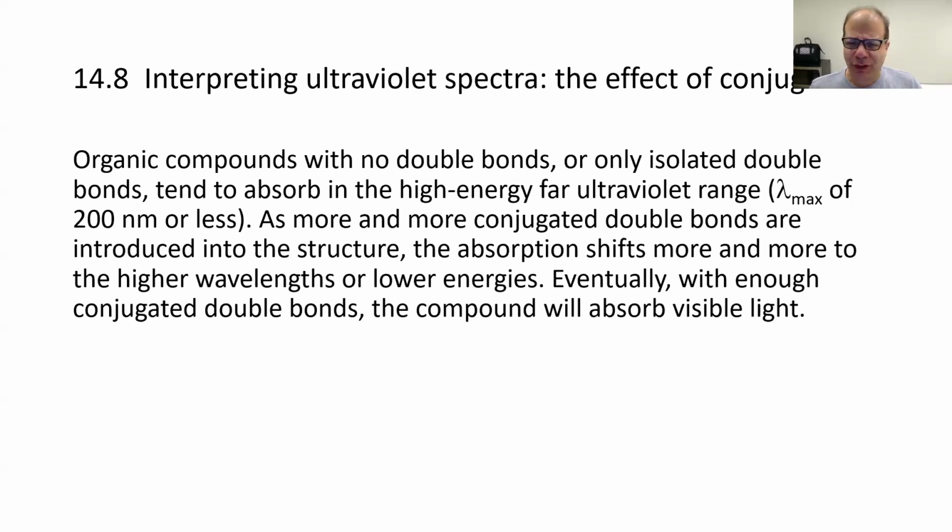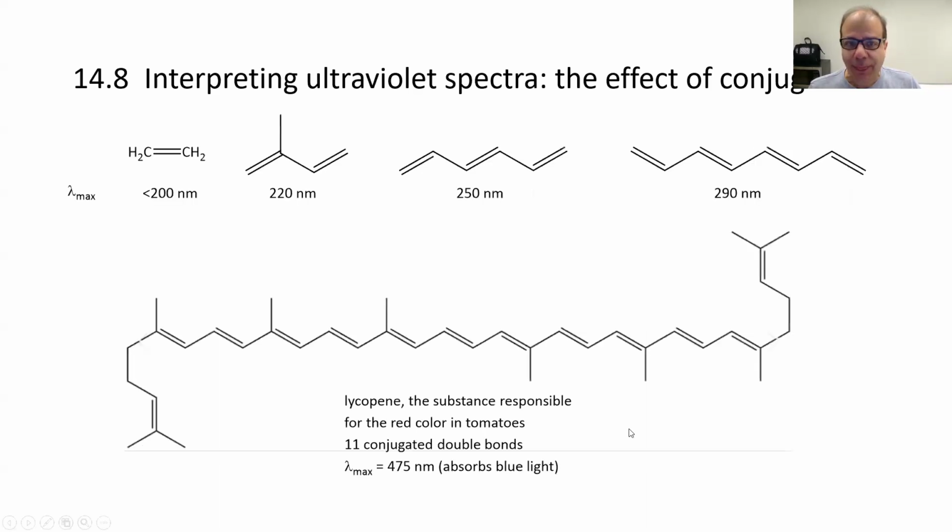And I certainly don't expect you to memorize anything. That's not the point here. But I do have some examples here. Here's ethylene. Ethylene has just the one double bond. It absorbs in the far ultraviolet, below 200 nanometers.